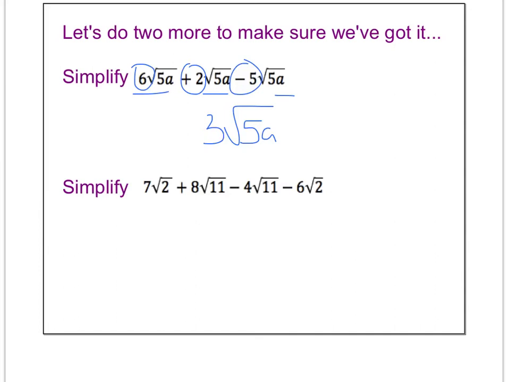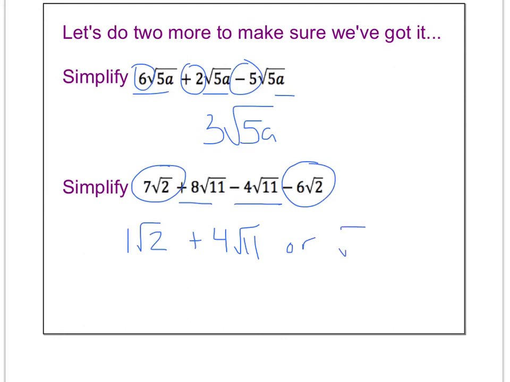Next one. Well, square roots of 2, I'm going to circle those. Combine those together, and I've got 1 square root of 2. Look at the square roots of 11. Look at the numbers in front and find 8 minus 4. So that's positive 4 square roots of 11. Or you just write it as square root of 2 plus 4 square roots of 11.